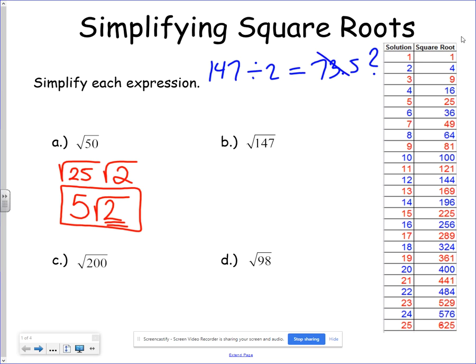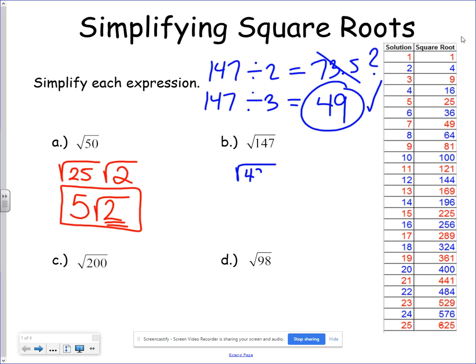No. So let's take 147 and now divide it by 3. 147 divided by 3 is 49. Is 49 a perfect square? Yes. So the biggest perfect square that divides into 147 is 49. So I can break the square root of 147 down to the square root of 49 times the square root of 3. 49 times 3 is 147. And then what's the square root of 49? 7. So my answer is 7 square root of 3, or 7 radical 3.